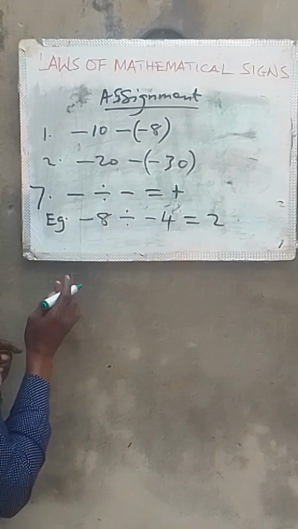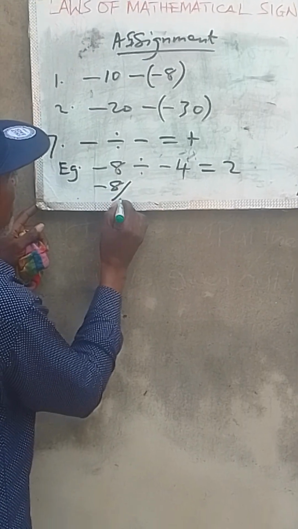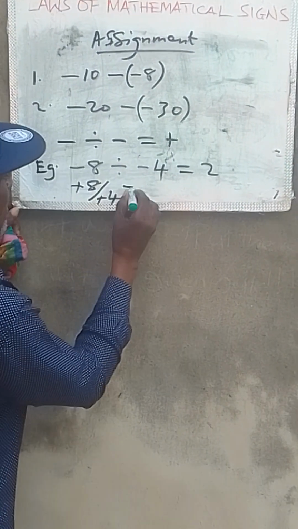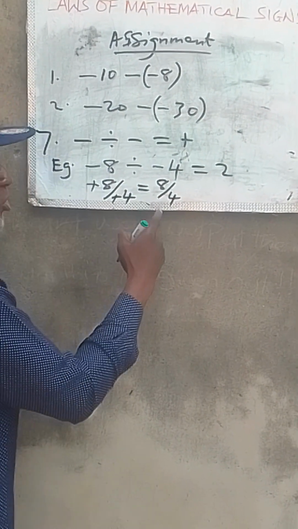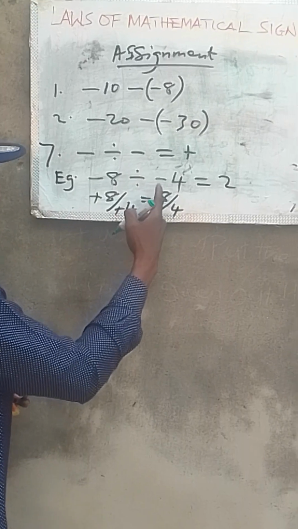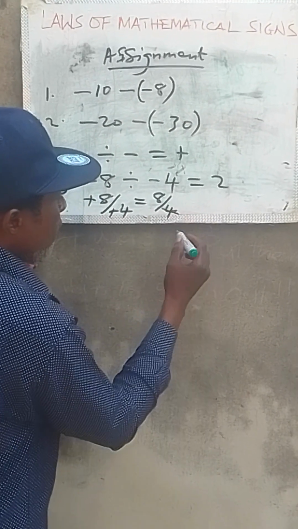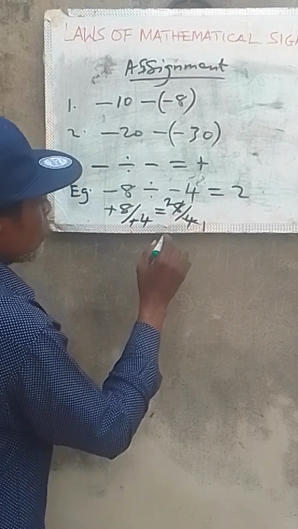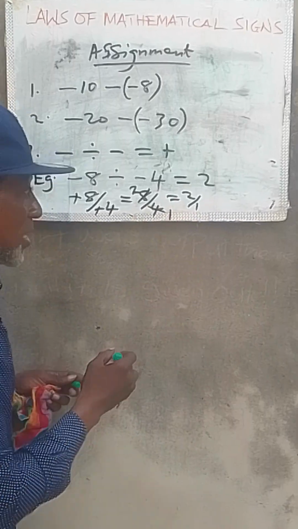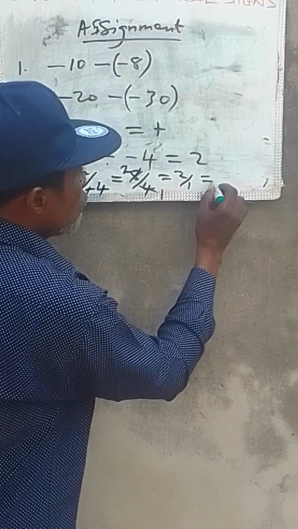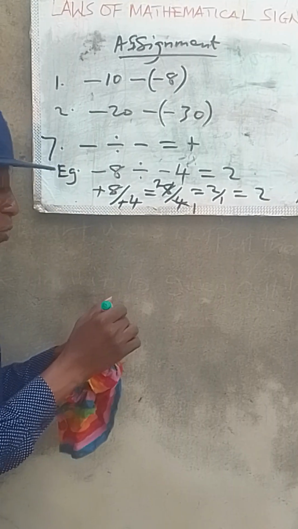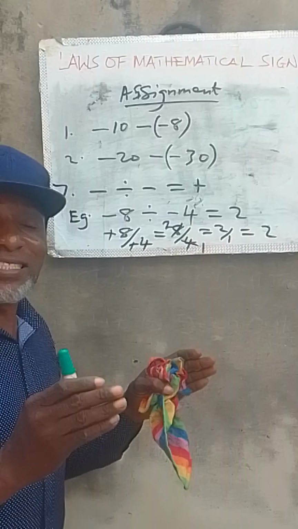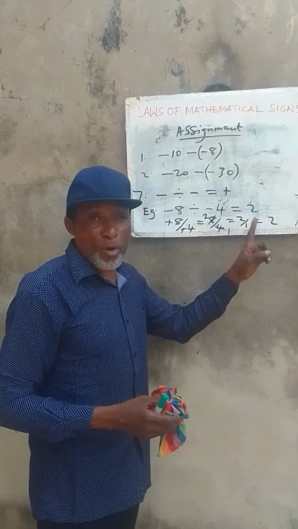Now, how do we get it? You can also write it this way. Minus 8 divided by minus 4. This minus would cancel this one. You are left with 8 all over 4. These two numbers are divisible. This is the numerator, this is the denominator. 4 goes into 8 two times. So we are going to have 2 all over 1, and 2 all over 1 means the same thing as 2. So it's plus 2. So when two negative numbers are divided, the result will become positive.